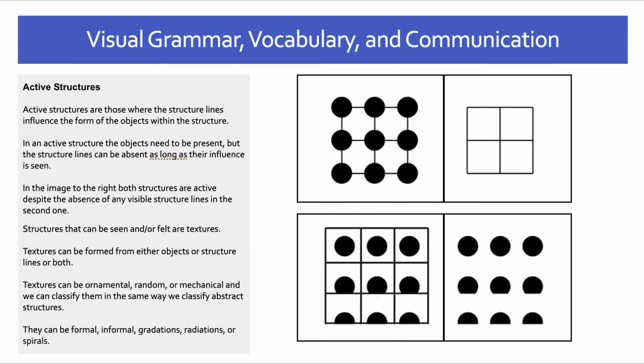Textures can be ornamental, random, mechanical, and we can classify them in the same way we classify abstract structures. They can be formal, informal, gradations, radiations, or spirals. A lot of different things. And let me show you an example. These are all formal.